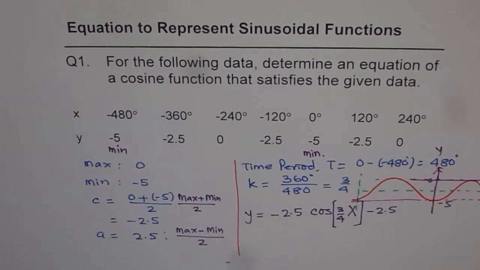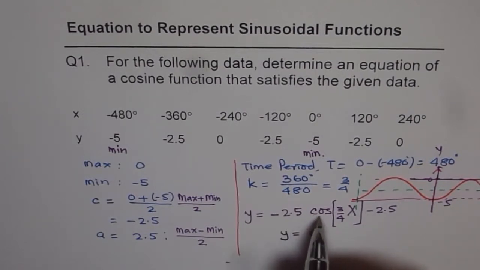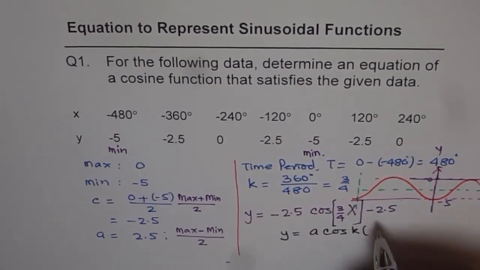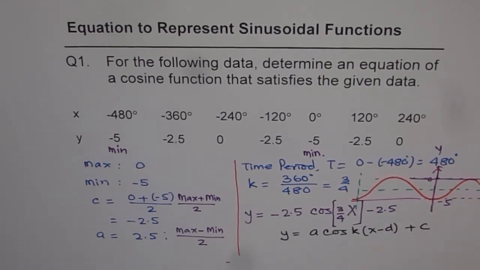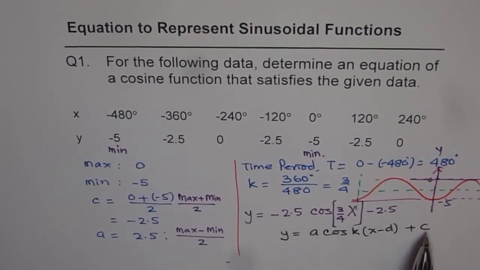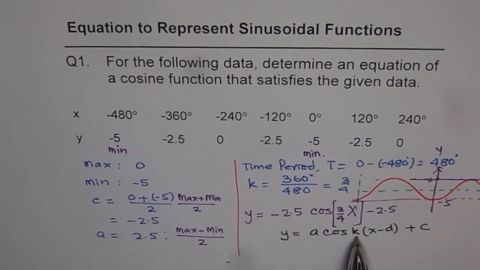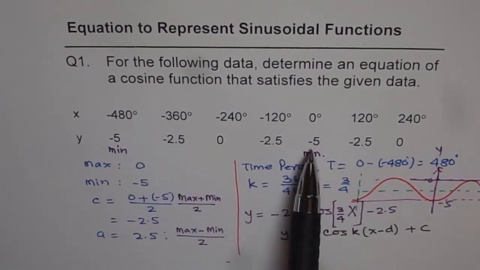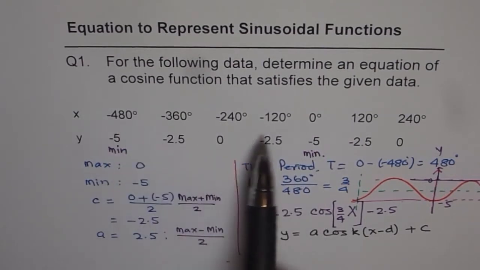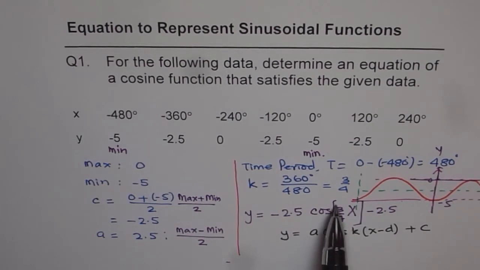Let's review how we actually did all these things. We started with a general equation: y equals a times cosine of k times x minus t, plus c. To find the value of a, we took the difference of maximum and minimum divided by 2 and got a as 2.5. To find c, we added maximum and minimum divided by 2 and got minus 2.5. To find k, we found the time period. Since two consecutive minimums occur after 480 degrees, the time period is 480. So k is 360 divided by 480, and we got a k value of 3/4.